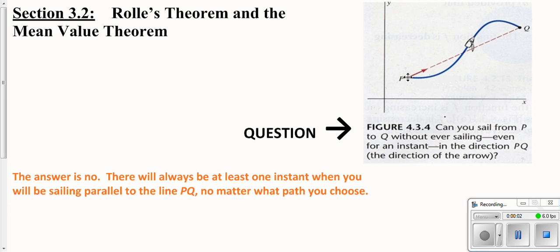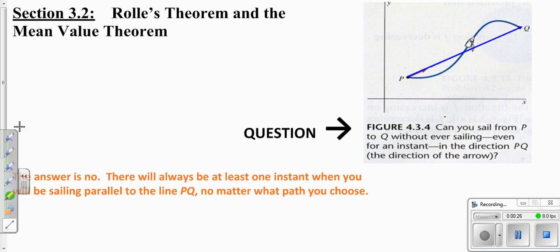Okay, suppose you're here at point P. You need to get to point Q. Now, we're sailing there, and typically you don't sail in a straight line. Is there any way we go from P to Q sailing and never go in the same direction as the straight line going in between? Well, the answer is no.